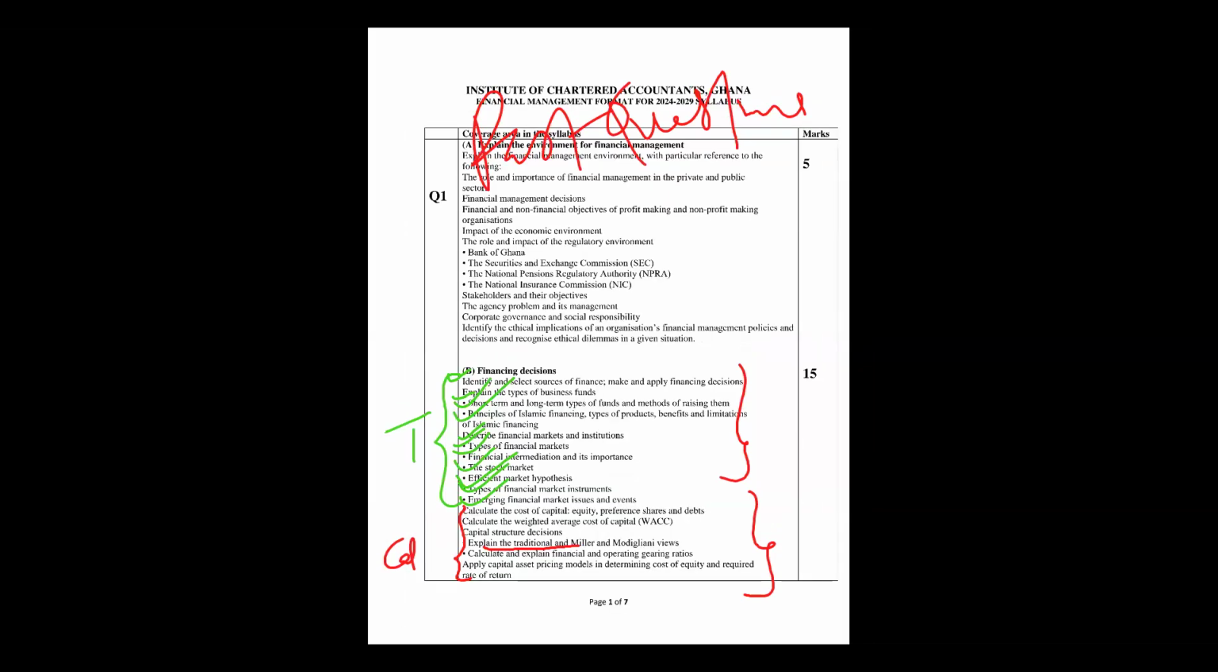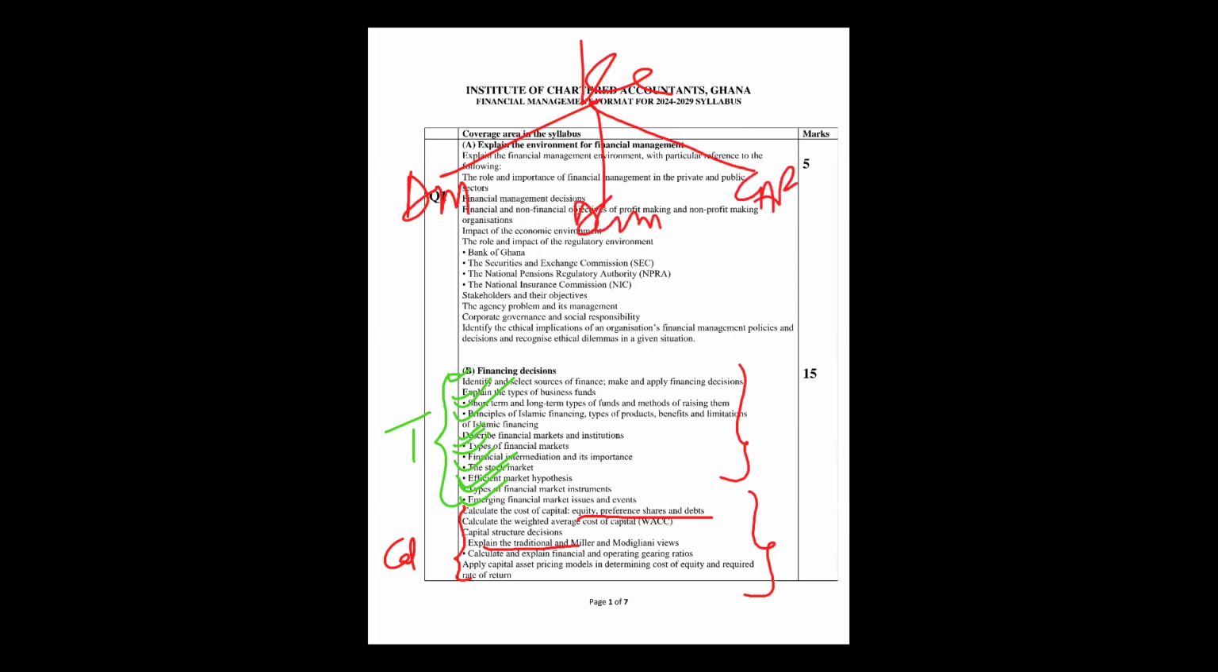So, for example, look at this. Calculate the cost of capital, equity. So equity, let me write something here. It's formula work. If I'm calculating the cost of equity, there are 3 ways I can find it. I have here the dividend model. I have the dividend growth model. I have the CAPM. These are all forms of equity.